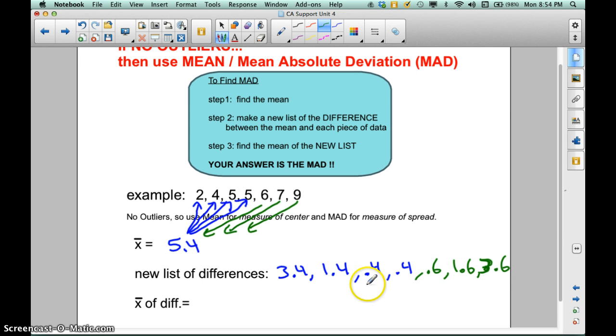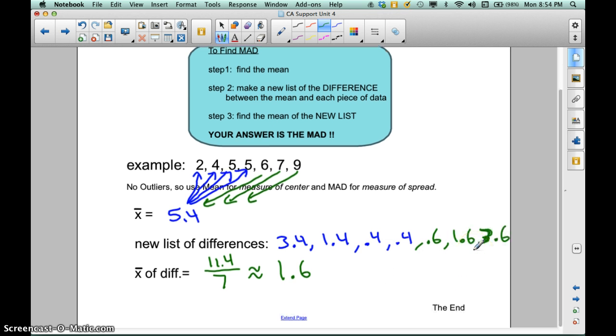If you add up all the numbers, you get 11.4. And then we have to divide by 7 because there are 7 pieces of data in our list. When we do that, we'll have to round our answer, and we get approximately 1.6. 1.6 is our mean absolute deviation. 1.6 is our MAD. It's our measure of spread.